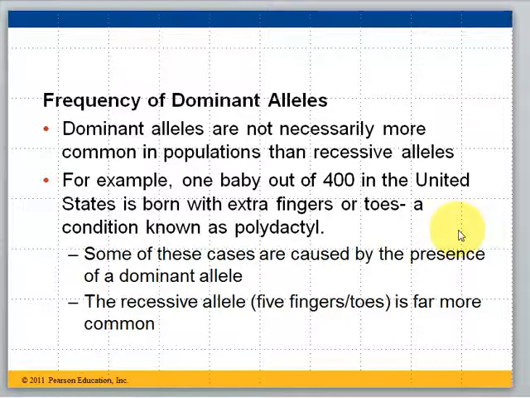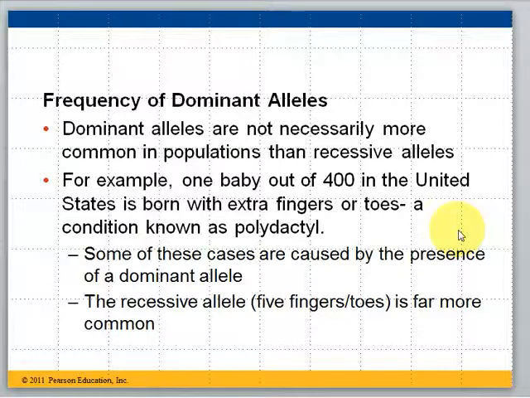Not necessarily true. A good example is what we call polydactyl. One baby out of about 400 in the United States, so that's not terribly uncommon, but obviously 399 don't have this. One baby out of 400 in the U.S. is born with extra fingers or toes, usually not fully formed, sometimes just a sixth small finger or a sixth small toe on one foot. That's called polydactyl. Some of these cases are caused by the presence of a dominant allele.